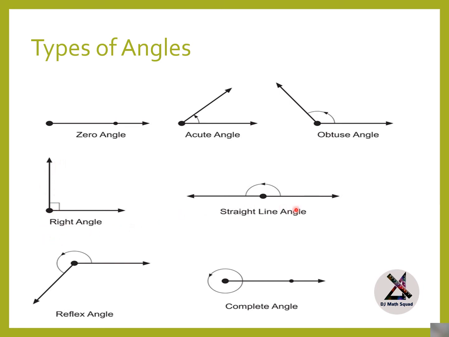Straight line angle, or sometimes it is also called straight angle, it is 180 degree, a straight line. Then it is a reflex angle. Reflex angle is greater than 180 degree and it is less than 360 degree. You can see over here, this is being shown here. So this is reflex angle. Then complete angle, which is completing the entire circle, as you can see in the figure, it is of 360 degree.